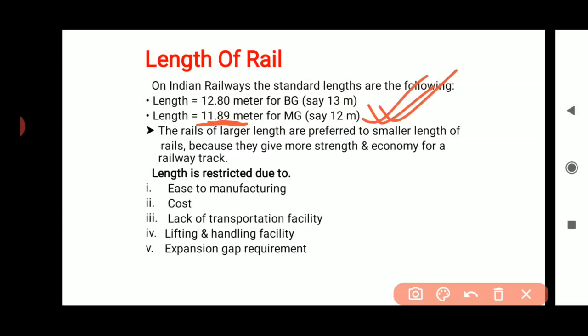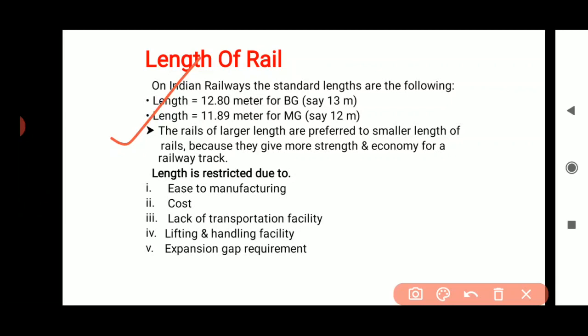The next point about the length of rail is that rails of larger length are preferred to smaller lengths of rails because they give more strength and economy for a railway track. If we use larger length of rails, then obviously there will be fewer joints. If we use smaller length of rails, then the number of joints will be more.